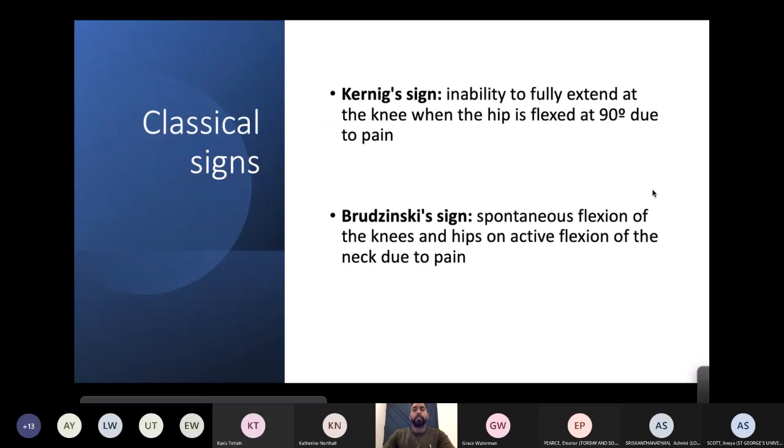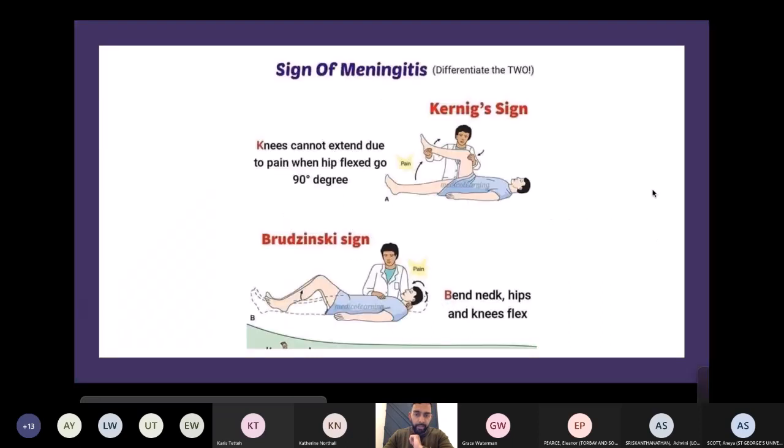Okay, so these are your classical signs. These are definitely something that can come up. So Kernig's sign and Brudzinski's sign. Kernig's sign is about the knee, so K for K. I've got pictures. So what will happen?